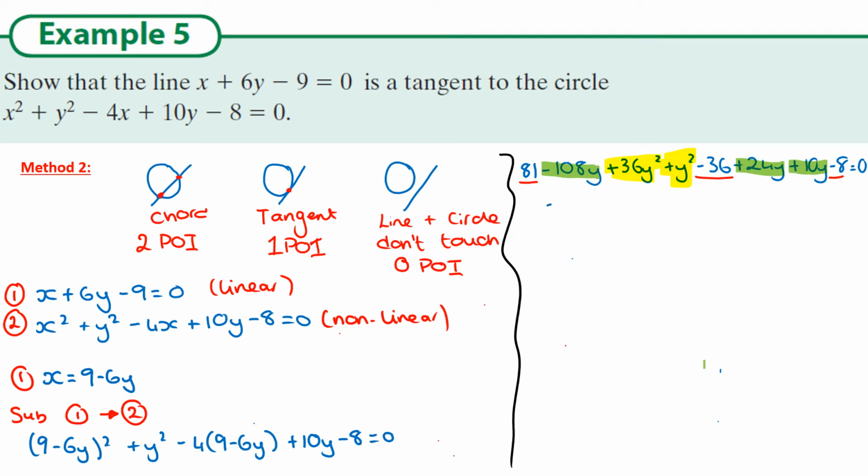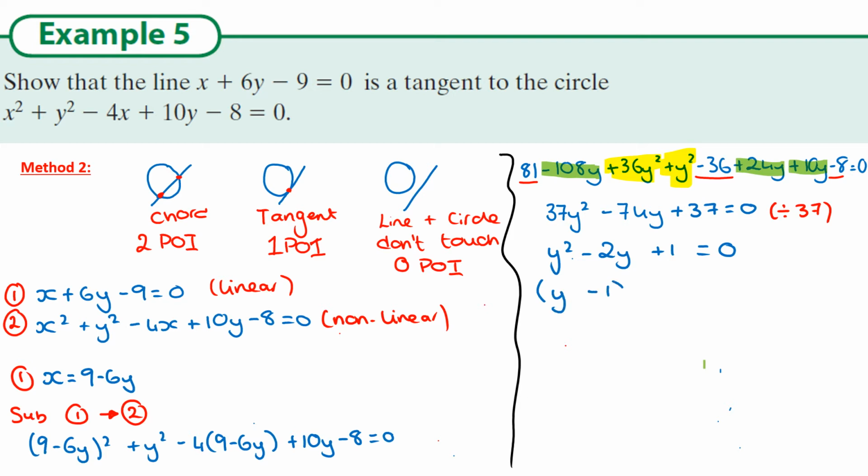So when we do that, we get 37y squared, and that gives me minus 74y, and we get plus 37 equals 0. And we can simplify this, so we can divide across by 37 to make it a little bit easier. So we get y squared minus 2y plus 1 equals 0. You can use factoring for this, and when you do, we get (y minus 1)(y minus 1) equals 0. We then get y equals 1.